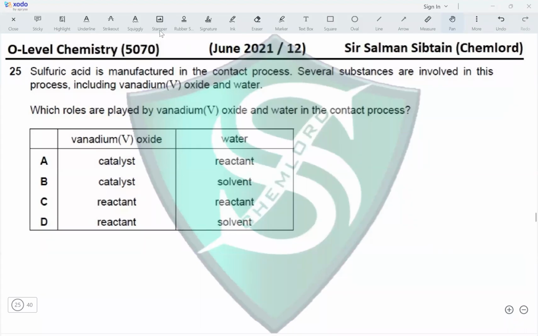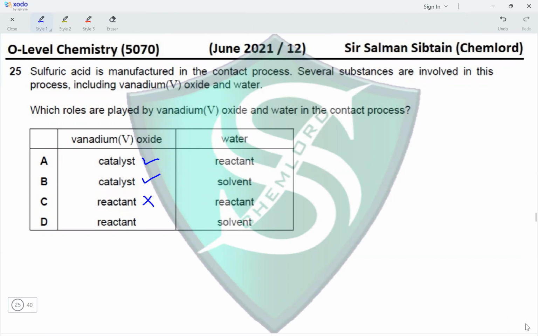Question 25. Sulfuric acid is manufactured in the contact process. Several substances are involved in this process, including vanadium(V) oxide and water. Now, V2O5, vanadium(V) oxide, is the catalyst. Which roles are played by vanadium(V) oxide and water? Vanadium(V) oxide is a catalyst. Either option A or B would be correct.